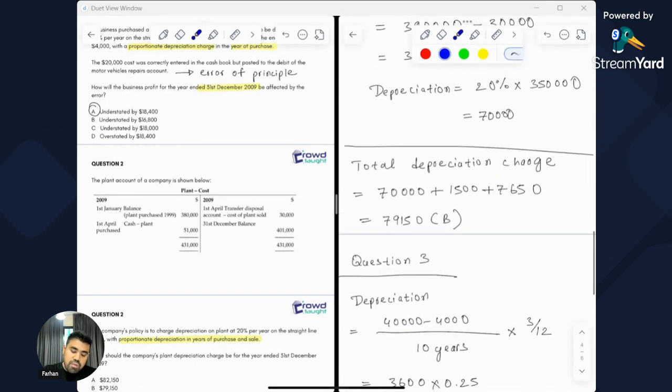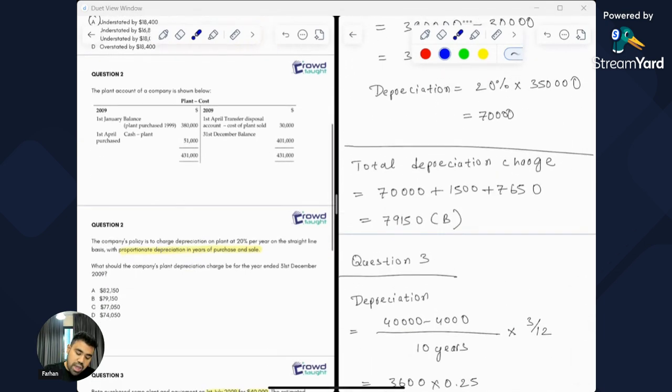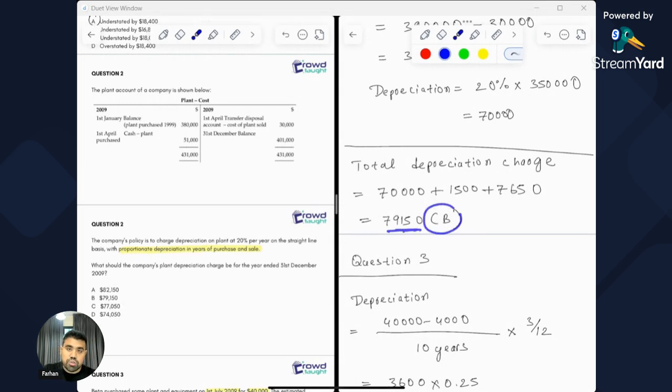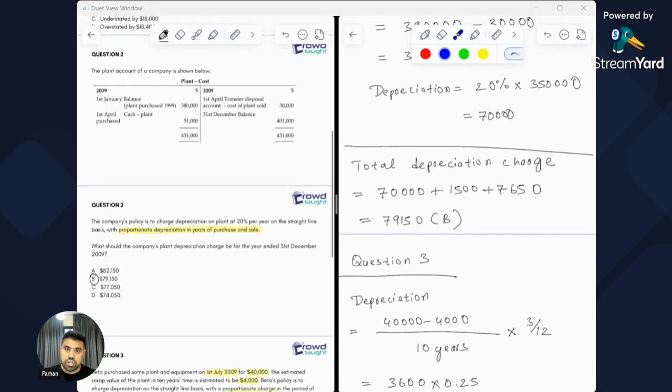So altogether, the total depreciation charge in this case is $79,150, and therefore the correct answer to select in this case is option B. So therefore, for question number 2, the correct answer to select is option B. All right? Okay, so I believe that is clear with all of you. Now let's move to question number 3.